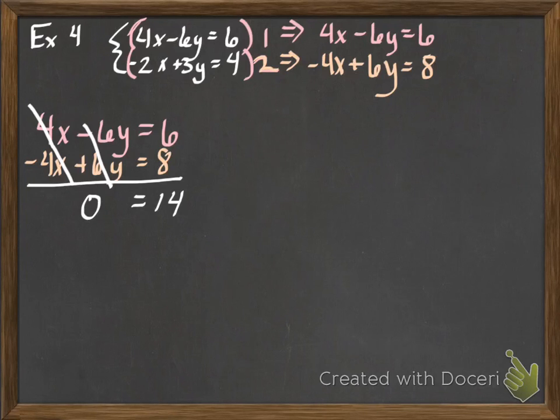But in no world that we live in does 0 equal 14. And so that's where this becomes the no solution. And that means that the system is inconsistent.